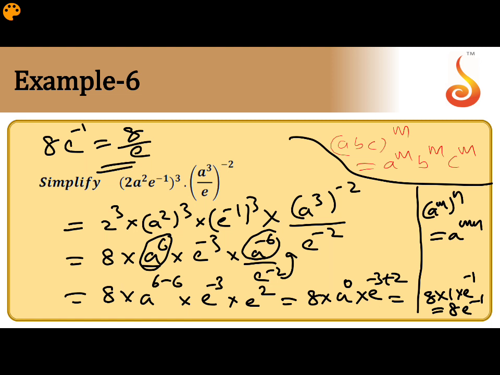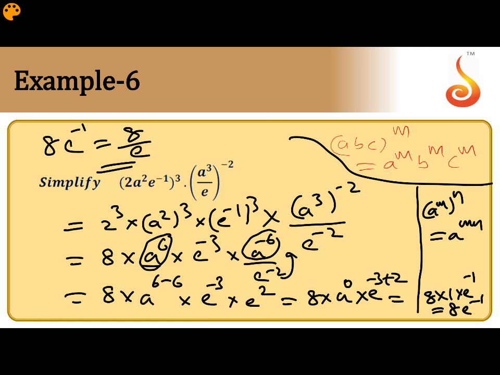So once again, 2 cube a square whole cube e power minus 1 whole cube into a cube whole power minus 2 divided by e power minus 2. So next, 2 cube is 8, and a power m whole power n gives 2 into 3 is 6, minus 1 into 3 is minus 3, 3 into minus 2 is minus 6, and e power minus 2.